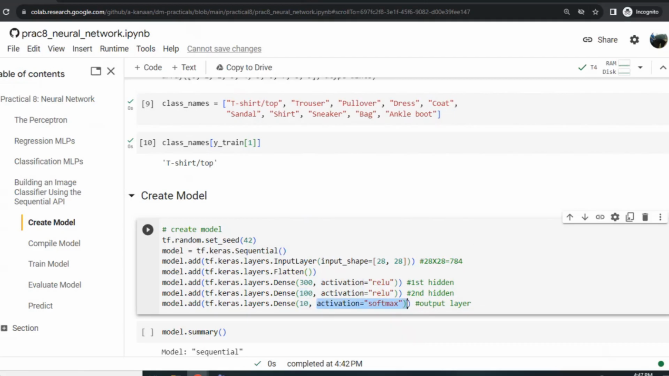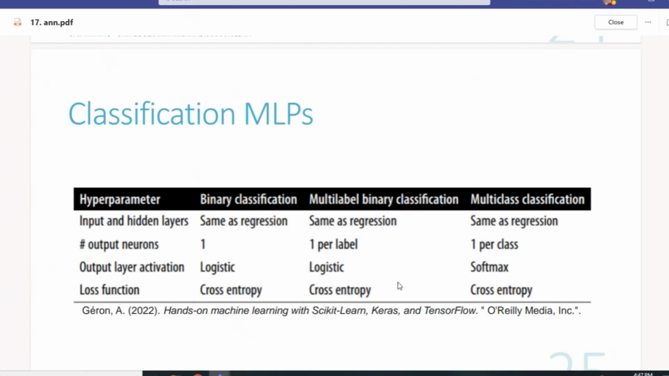And then the activation function is softmax. Again, check back the slides. If you are looking for the output layer activation function for multi-class classification, it is softmax. Why softmax? Because softmax ensures that if you sum up the probabilities from all the output neurons, they equal 1. But logistic, not necessarily. Okay?